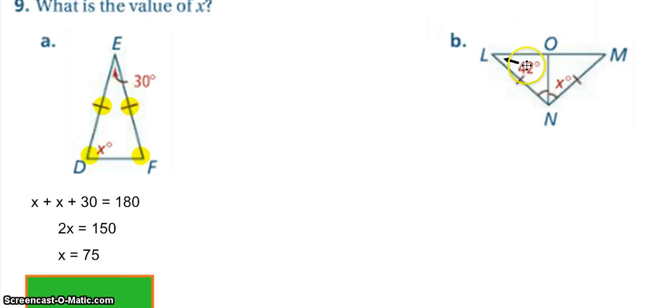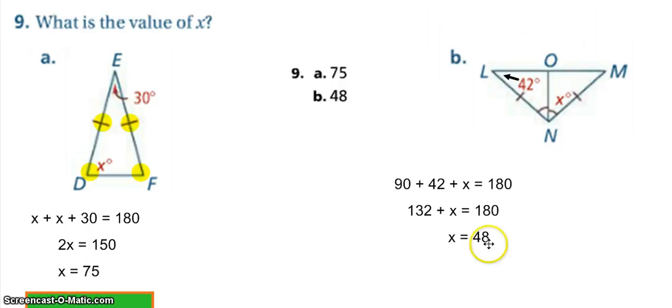It's worth pointing out over here that this 42 degrees is relating to this angle L. So when we're trying to solve for x, pay attention that this is a bisector of my angle, which also means something important about what these angles down here at O will end up being. And there is the work for 9B. Here are your answers to both of them.